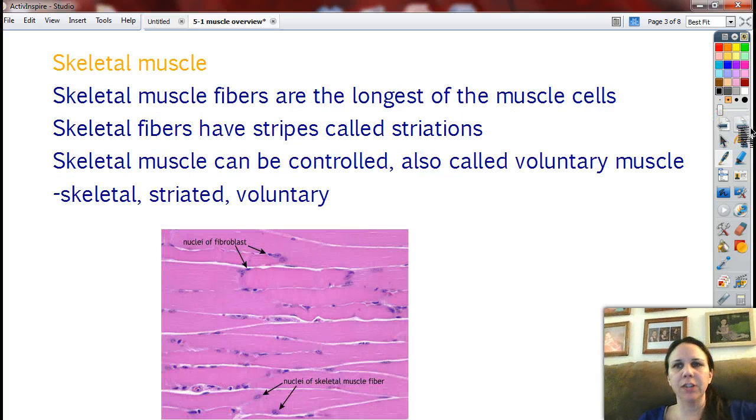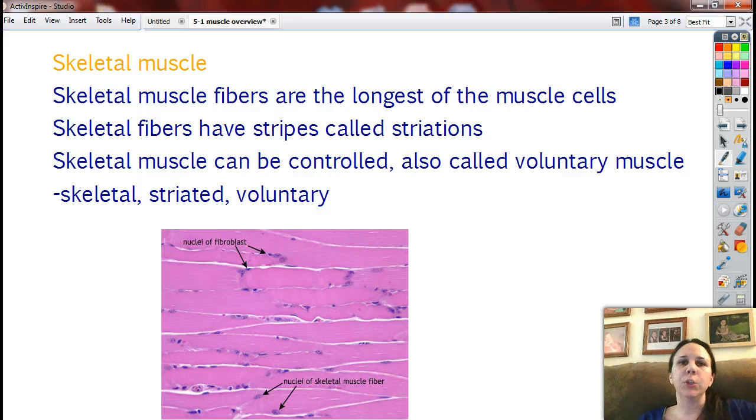Okay, skeletal muscles. Skeletal muscles are the longest of all the muscle cells because they can reach up to like 30 centimeters long. That's long for one cell. Skeletal fibers, cells, have little stripes called striations, which is really hard to see on this picture that I picked. Sorry about that. But if you look in the textbook, look at the pictures of your packet, you will see lots of little stripies. Skeletal muscles are under complete control. You have the ability to tell it what to do, when to do it, how strong to do it. So we refer to these as being voluntary muscles because they're under voluntary control.